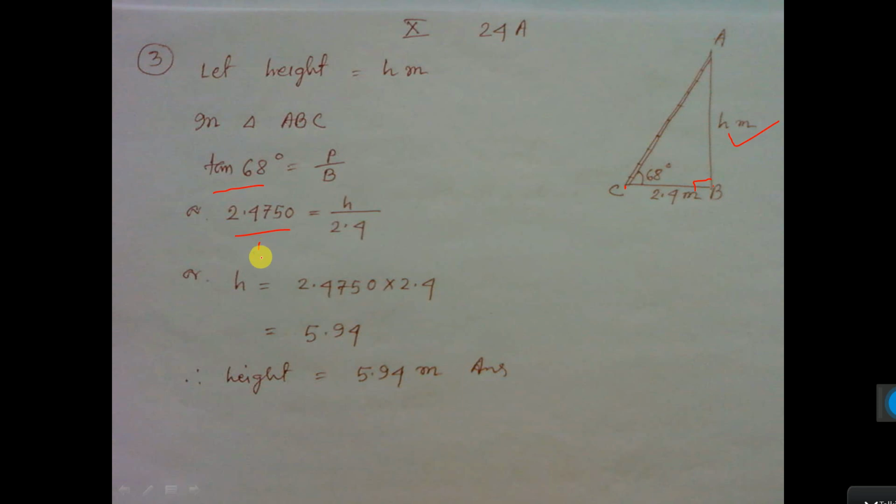Now cross multiply, s into 1, that is s, is equal to this into this. So this is the height, and height we consider s meters. So this is the answer.